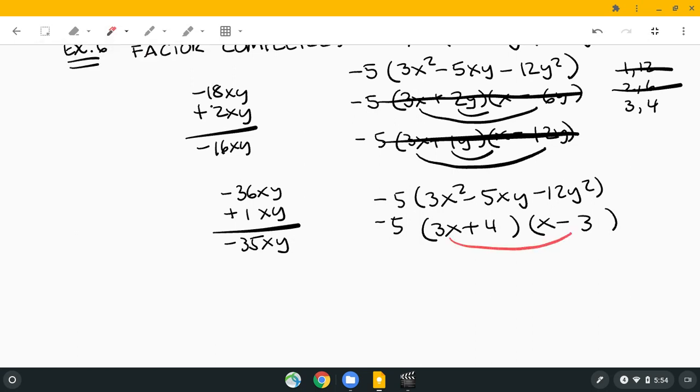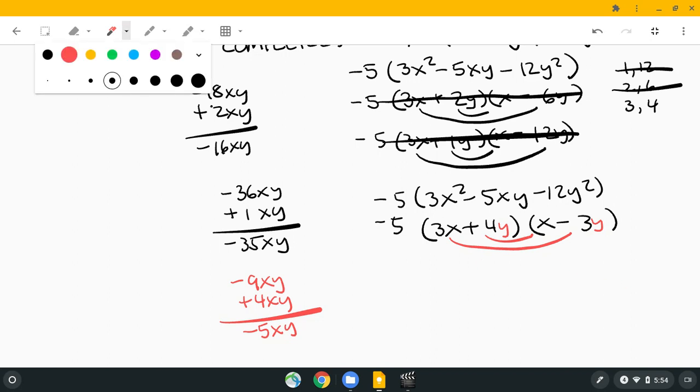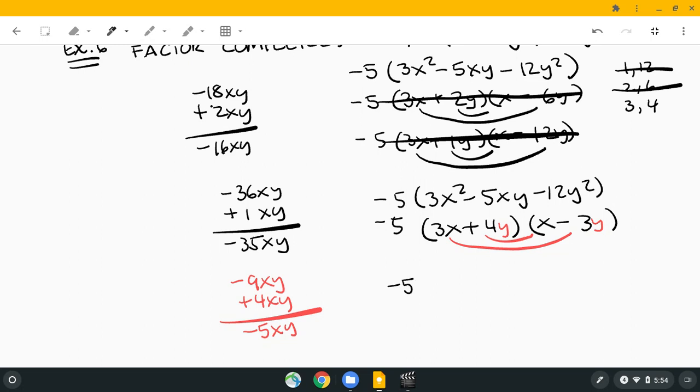So let's check. Here we get negative 9xy. Ah, I forgot my y again. Don't forget your y's. Negative 9xy. And then on the inside, we get positive 4xy. And here I get negative 5xy. What do I want for the middle? Negative 5xy. So this is the correct form. Your final answer will have the negative 5 that you factored out from the very beginning, 3x plus 4y, and x minus 3y.